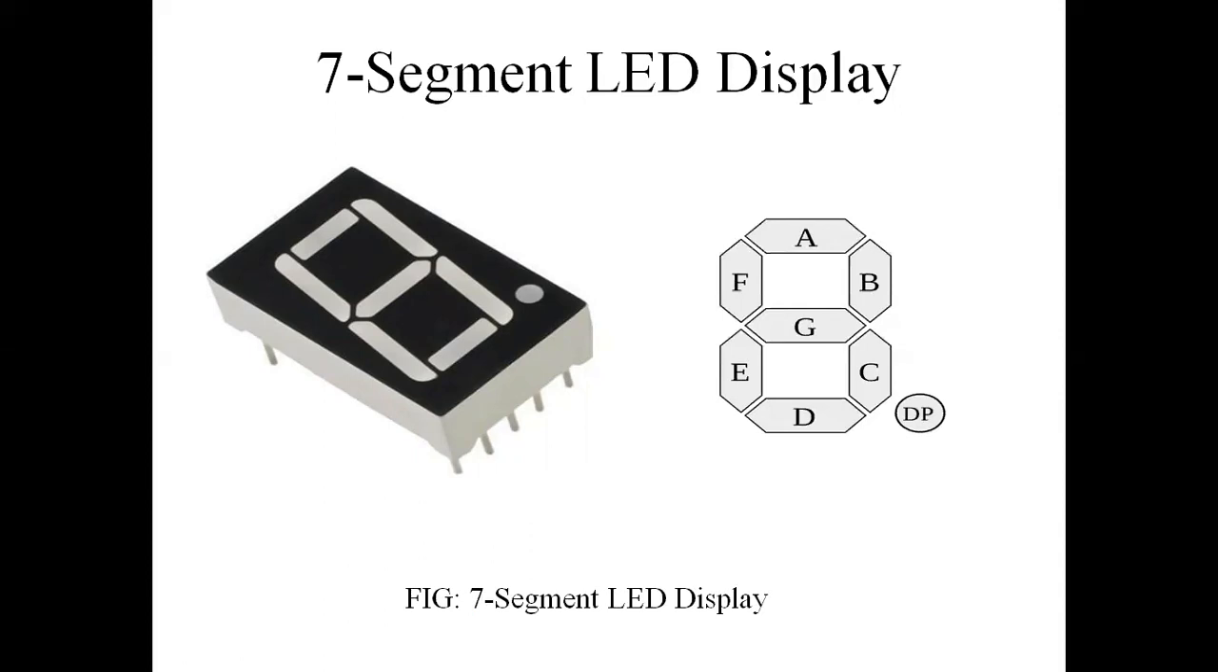For example, for displaying the number 4, the segments F, G, B, C should light up. For displaying 3, A, B, G, C, D should light up. Whereas in order to display the alphabet A, E, F, A, B, G, C should light up. This is how the LED works.